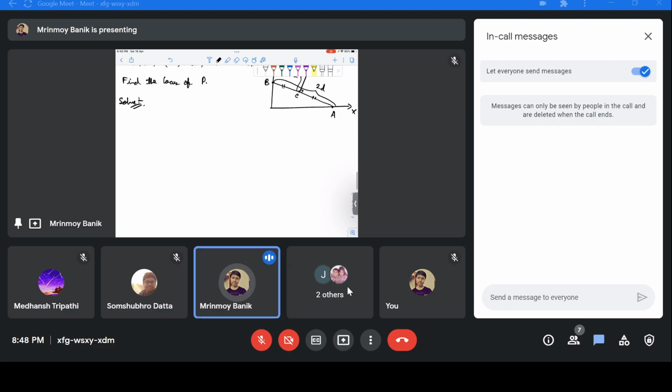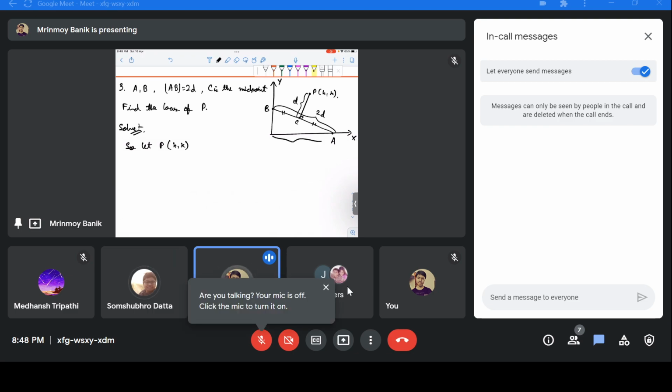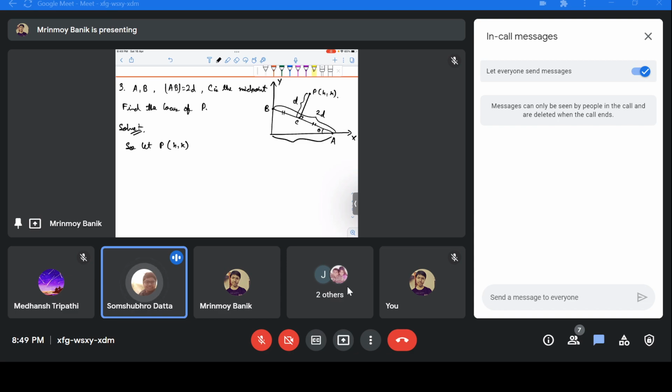Okay, so what is the locus coming? Let P be at some point h, k. The locus is also a straight line. Yes, but it's not coming as B. Sorry, no, no. I assume some values that should be removed. I didn't actually. Sorry.